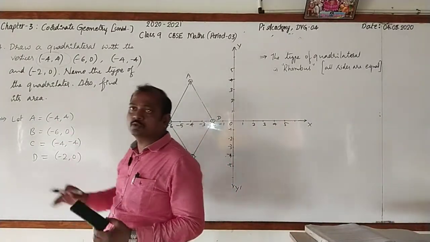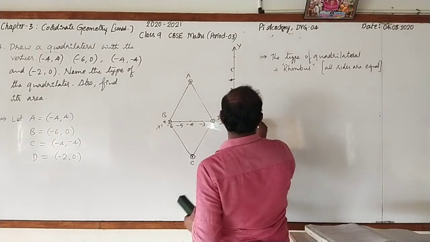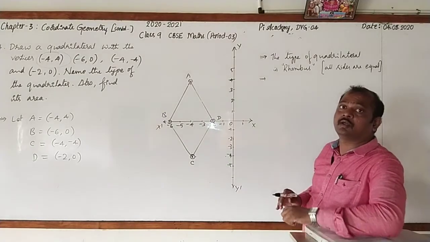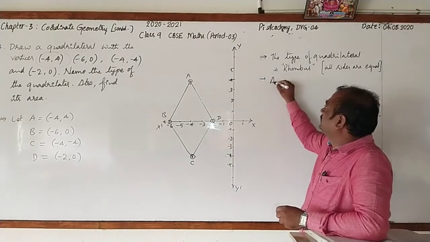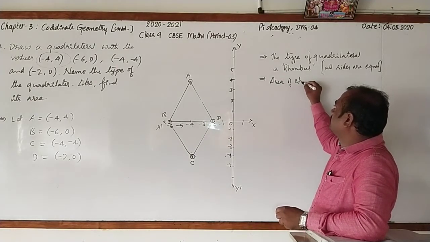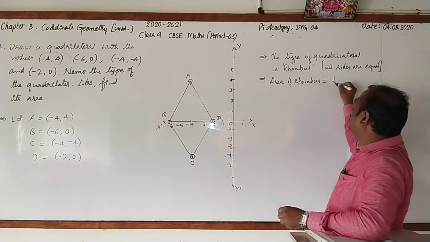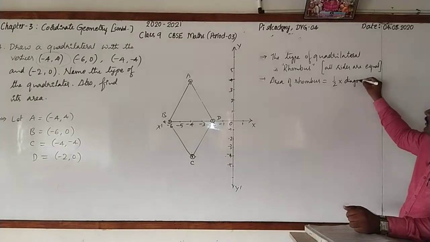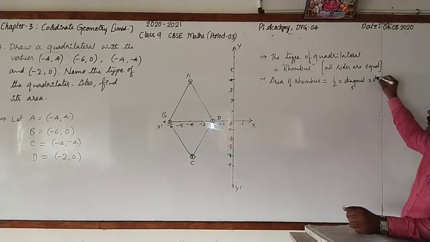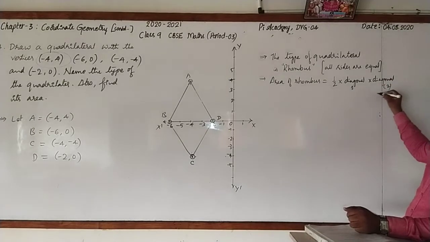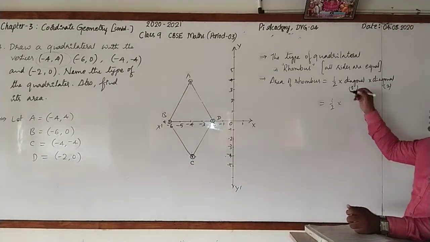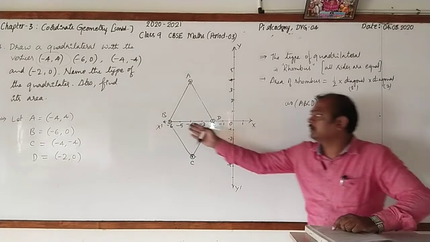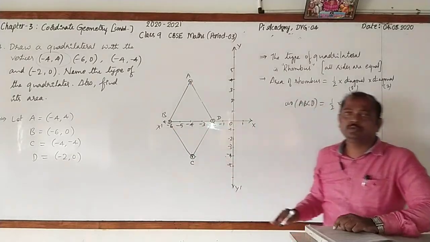Next one. After this, we are also going to find out its area. Then how to find out the area? To find out its area, we should record the formula. Area of rhombus is equal to half into d1 into d2. d1 means diagonal 1 into diagonal 2. The rhombus is ABCD. We have named it ABCD. Diagonal 1, I take BD, and diagonal 2, AC.